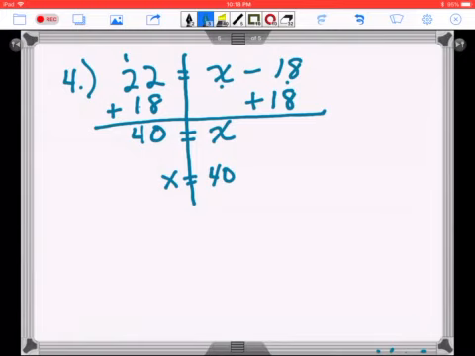Again, we didn't use our tiles. We just thought about them and thought about how they would work and how they would help us solve the problem without actually doing them.